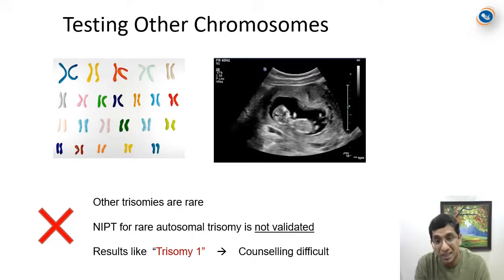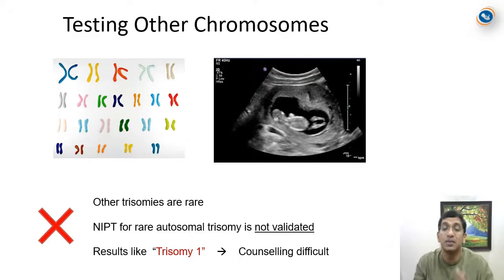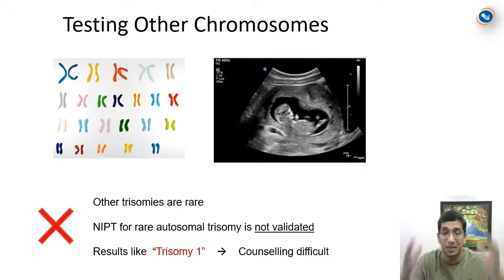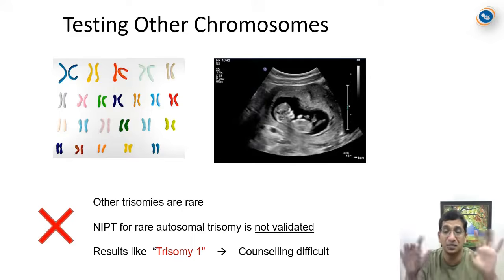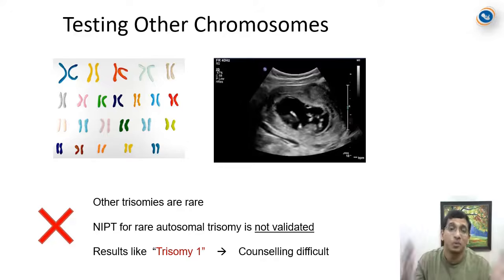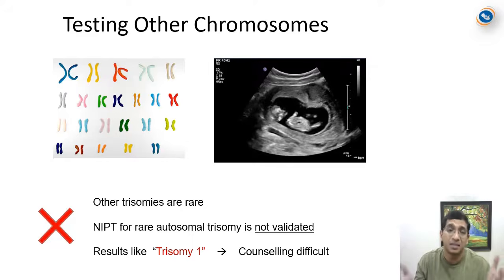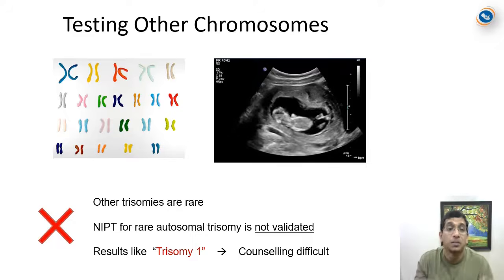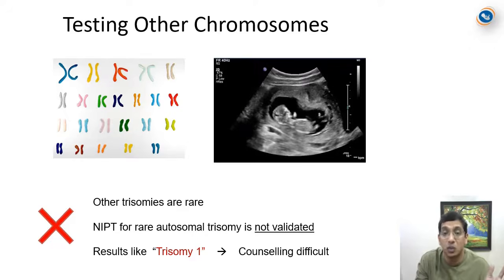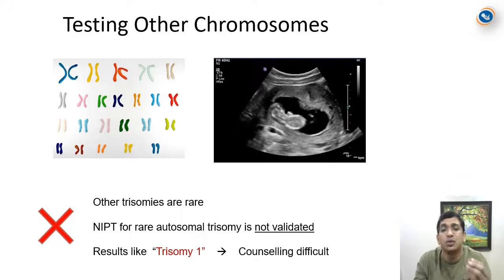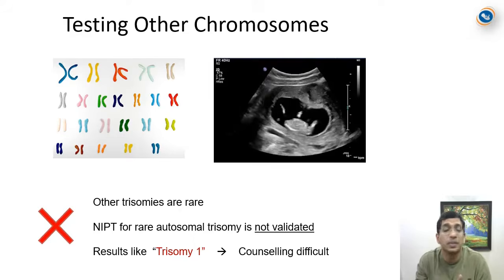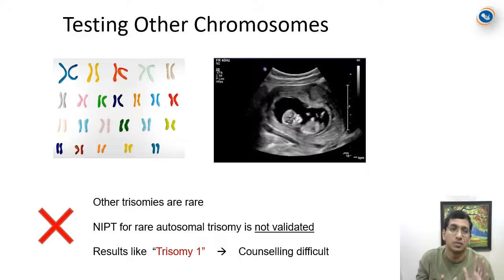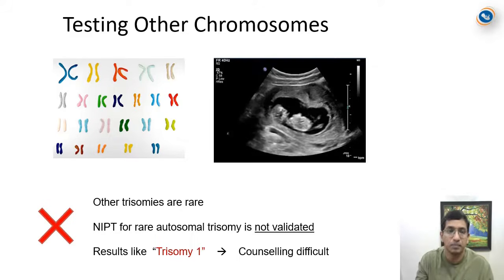Now you have already done an NT scan and you have a live moving jumping baby with a head, with eyes, with hands, fingers and everything. You know that this cannot be a trisomy 1 baby, because a baby cannot form with trisomy 1, but your NIPT is showing trisomy 1. So how do you counsel the patient? Are you going to do an amniocentesis? Because you know that it cannot be, you know that the NIPT report is wrong. So you can get all sorts of weird results.